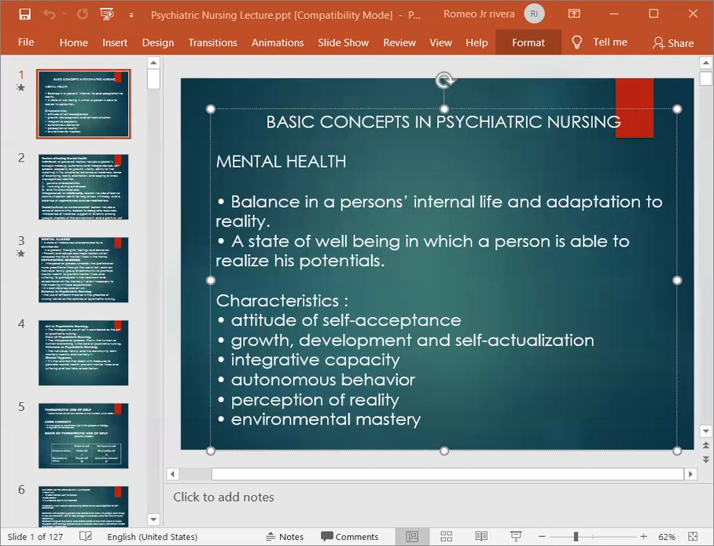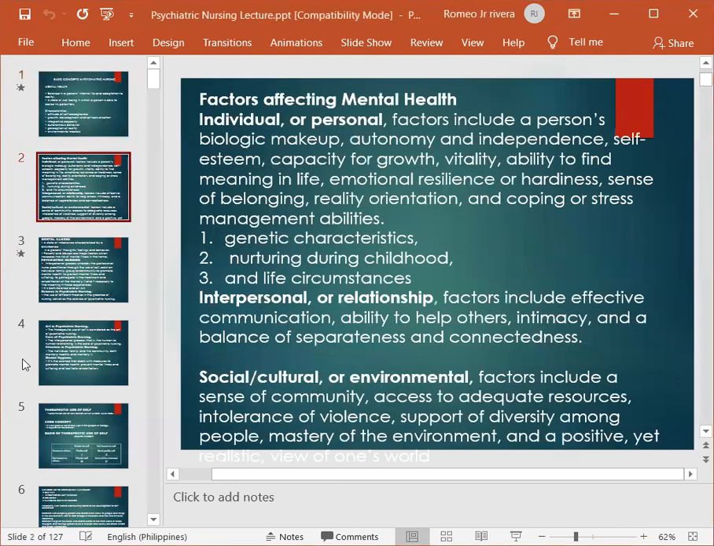Mental health is a balance in a person's internal life and adaptation to reality. It is a state of well-being in which a person is able to realize his potentials. Characteristics of a healthy person include an attitude of self-acceptance, growth, development, and self-actualization, integrative capacity, autonomous behavior, perception of reality, and environmental mastery. Mental health has many components, and a wide variety of factors influence it. These factors interact, thus a person's mental health is a dynamic, or ever-changing, state.